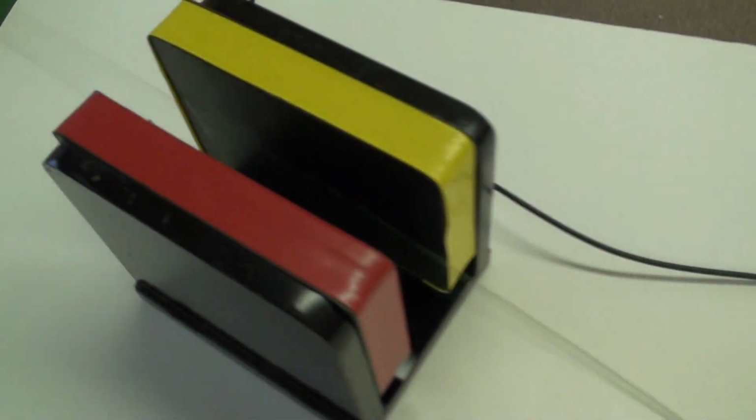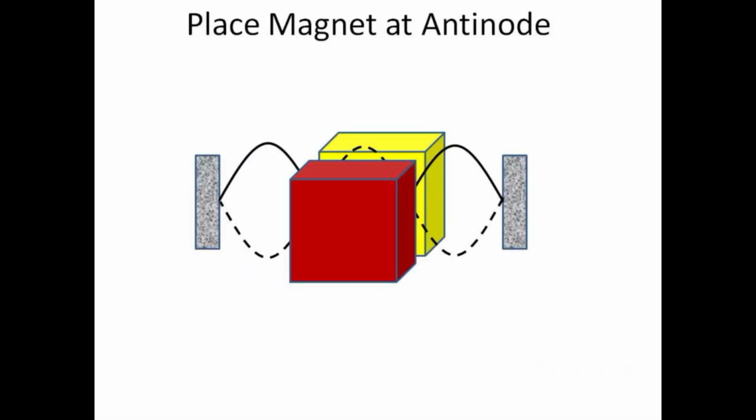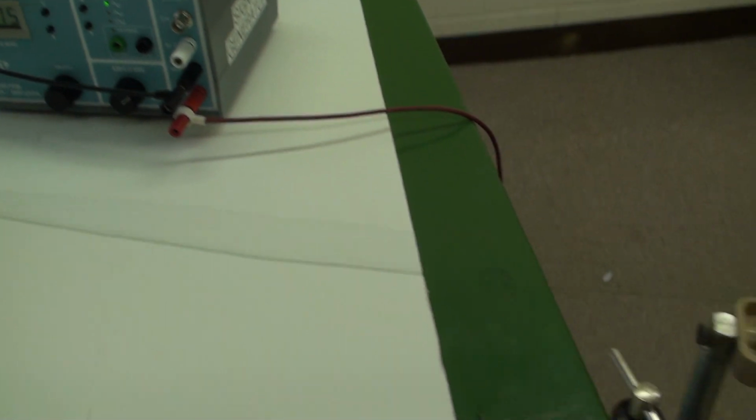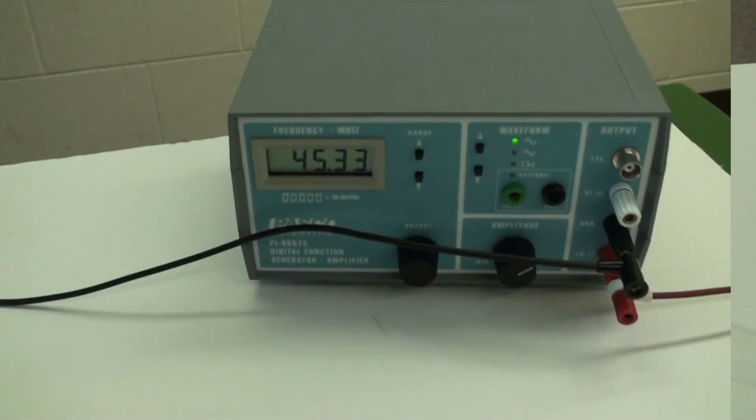Notice the two strong antinodes and single node in the middle. For n equals 3, the antinode is again at the center of the string, so move the magnet back to the middle. Triple the fundamental frequency and then tune carefully. Here we show the n equals 4 harmonic.